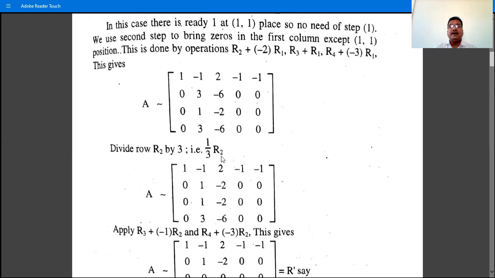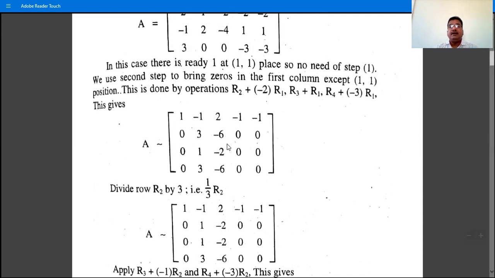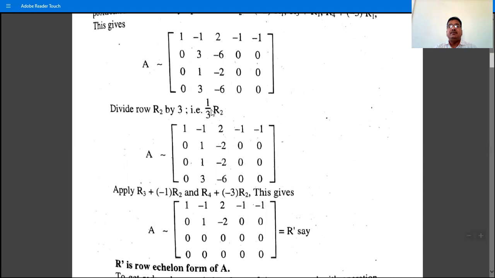So 1 by 3 R2. This is the last operation. That is, multiply the second row by 1 by 3. So this is the row transformation applied on this matrix, that is 1 by 3 R2. So we can multiply any row by any element; the element may be a fractional element or a negative element. So after multiplying by 1 by 3, we have this matrix.